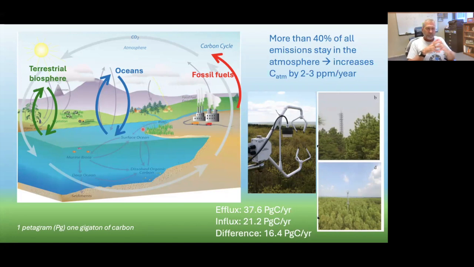The problem is that when we look at these emissions of carbon into the atmosphere, a large proportion of them stay in the atmosphere for long periods of time. And that can increase the amount of carbon by as much as 2 to 3 parts per million every year at our current rates. So when you look at the amount of carbon globally that moves into the atmosphere, you'll see these terms efflux and influx.